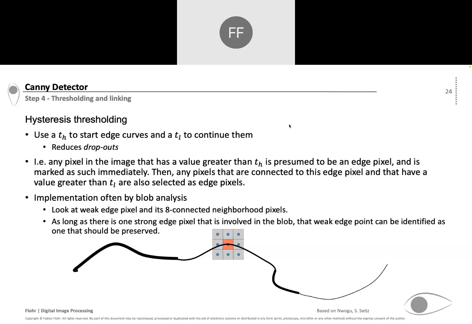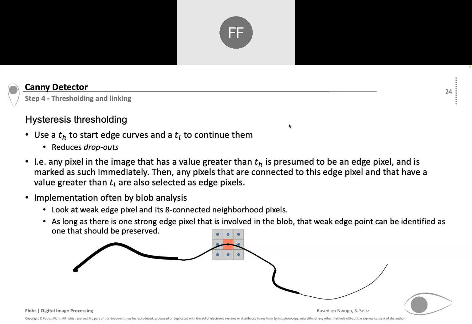And now you look in the neighborhood and check, is there a strong edge in the neighborhood? And if yes, then this one is accepted as an edge. And if not, as in this case, this one is not accepted as an edge. And if we accept the pixel, we also treat it like a strong pixel, right? At the end, you don't make a difference anymore between strong and weak. This is only a helper function basically to get some continuous good edges.